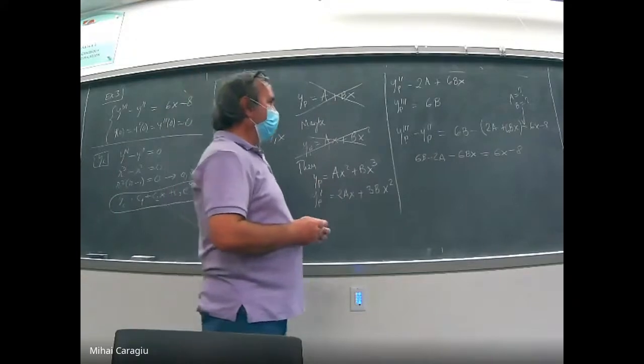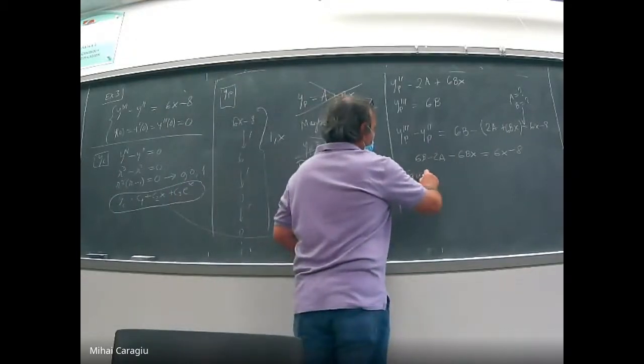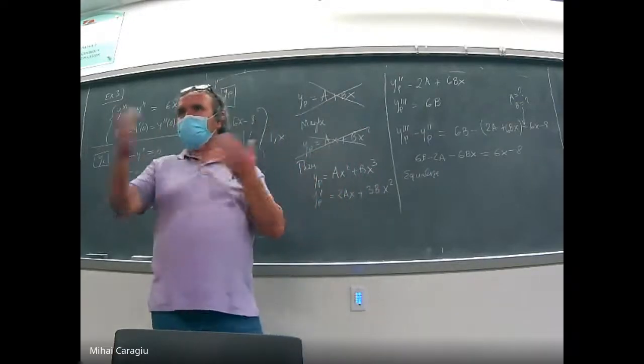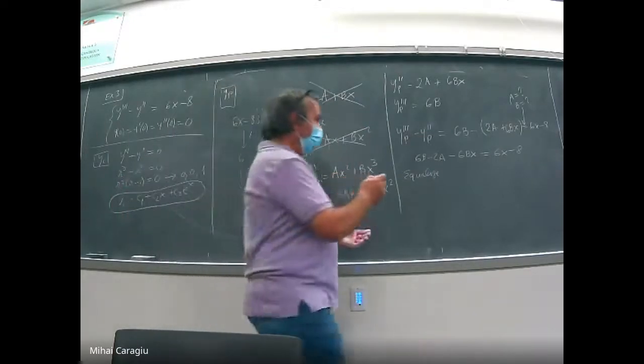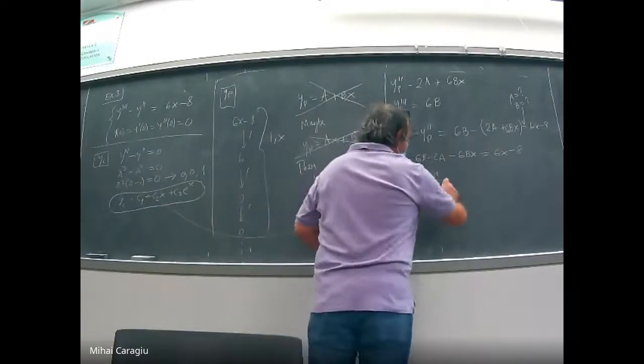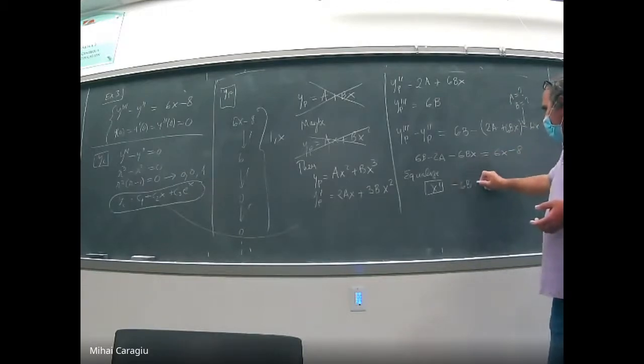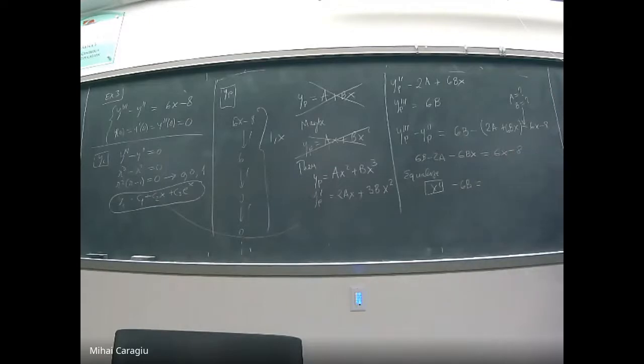Now, let's start to equalize. What does it mean to equalize? Equalize the coefficients of the like powers of x on the left and on the right. What's the coefficient of x to the power 1 on the left? Minus 6b. What's the coefficient of x to the power 1 on the right? It is 6. So this implies b equals minus 1.